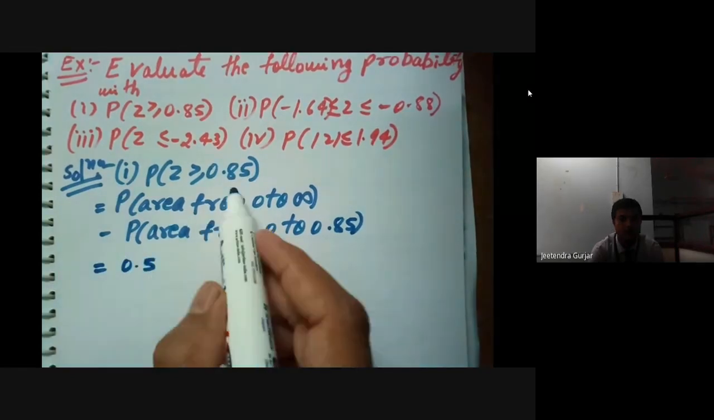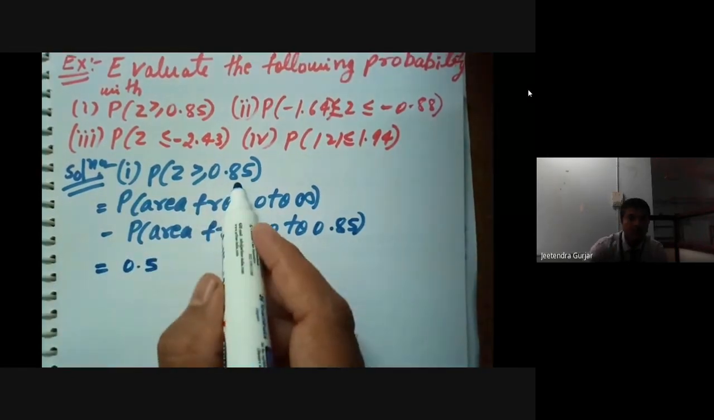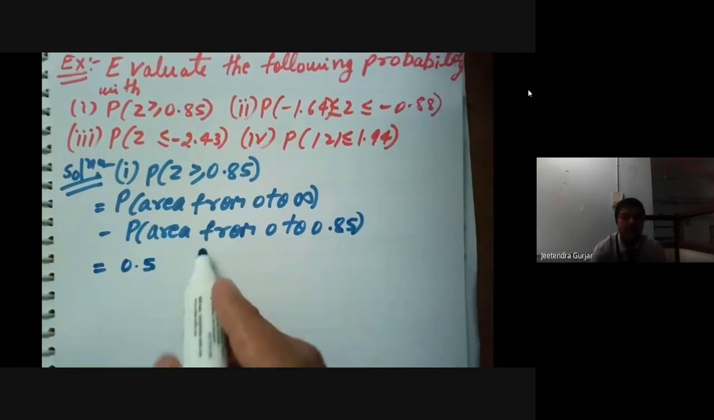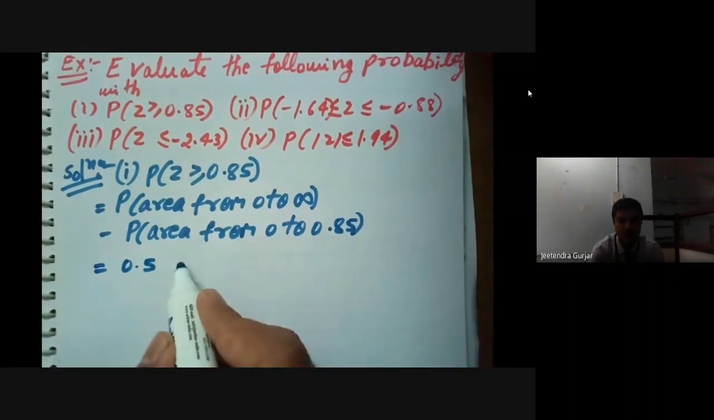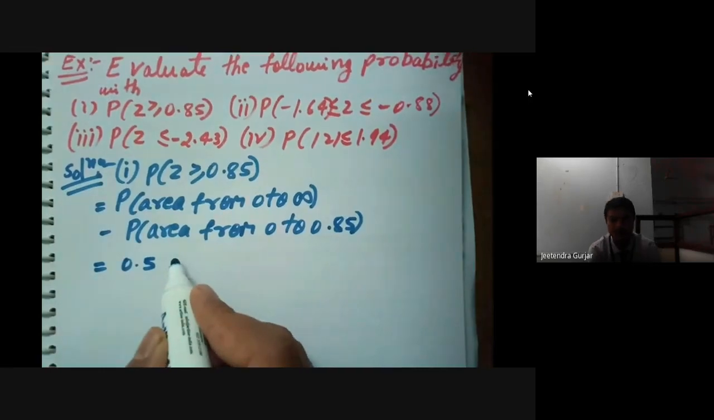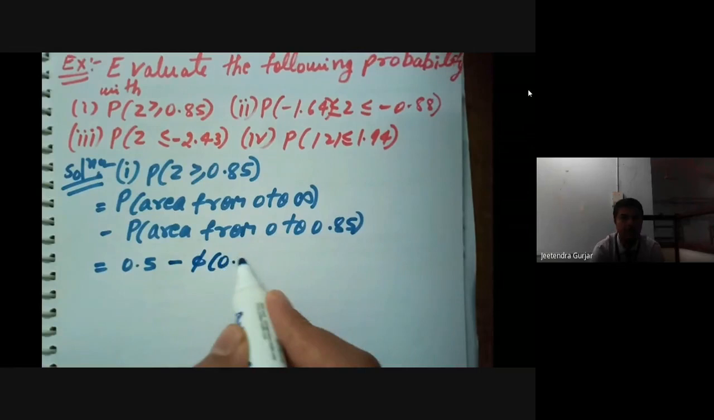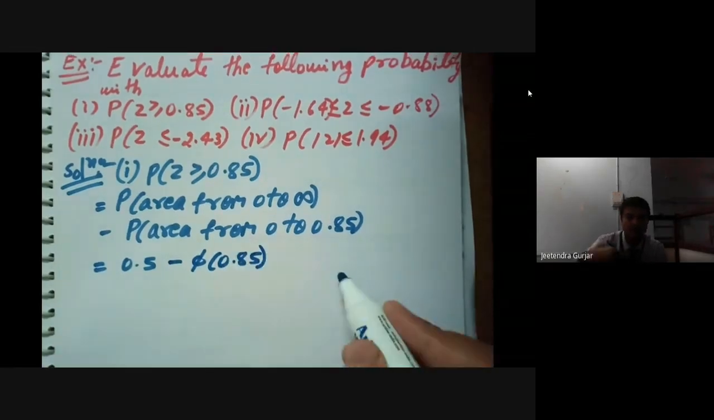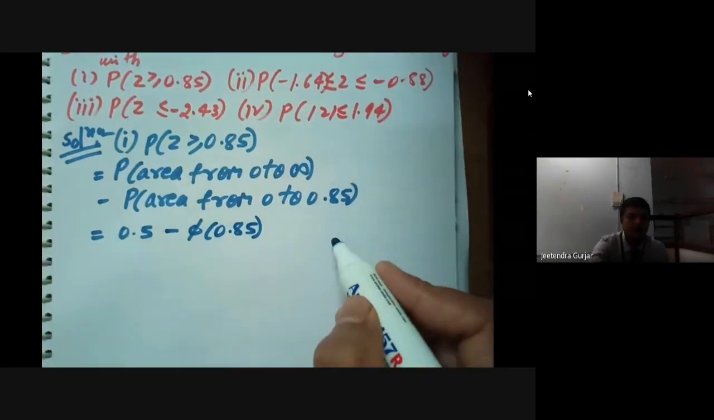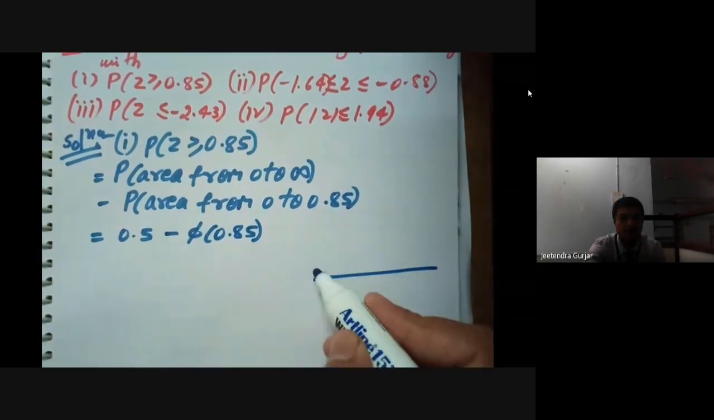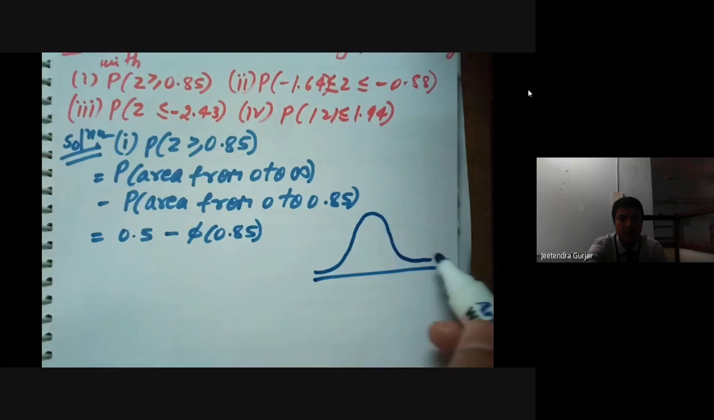So you can substitute here. Always remember, for any curve they have given, this curve is divided: 0 to infinity will be 0.5 and 0 to minus infinity will be 0.5. But here we have taken this as phi of 0.85, students. So please remember the probability of the area under the curve from 0 to 0.85 is phi of 0.85.